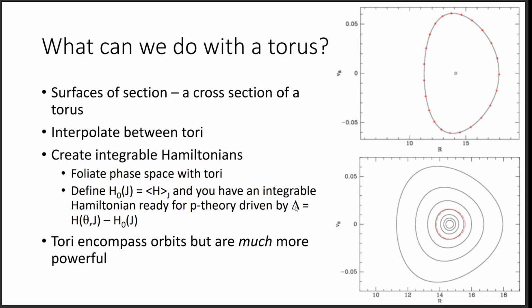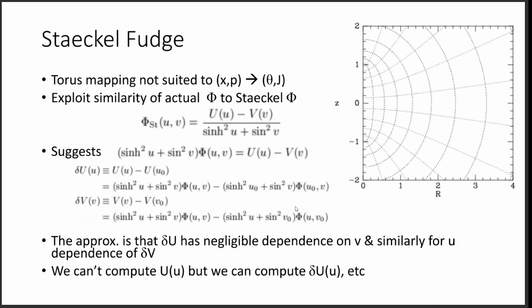So the point I think to make is that tori encompass orbits, but they are very much more powerful. You can do much more with a torus than you can with a time series of an orbit. And I think this is something which galaxy modelers aren't yet taking advantage of.